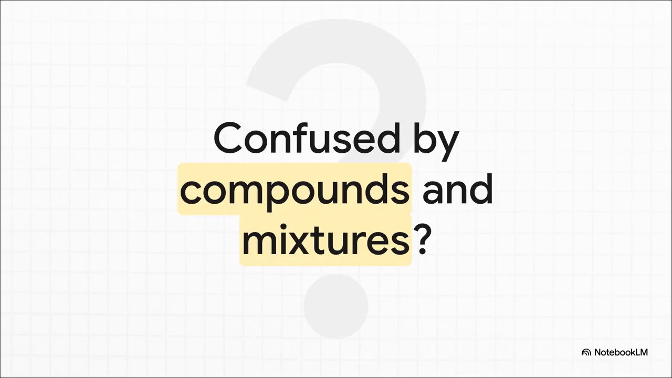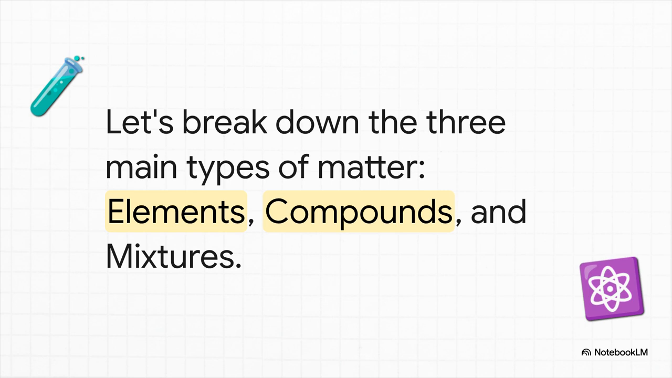This is the biggie. You see something, it looks like it's all mixed up, but is it a compound or a mixture? Are those little particles chemically stuck together, or are they just hanging out? By the time we're done here, you'll be able to spot the difference a mile away. So here's the plan. We're going to break it down into the three main types of matter you absolutely need to know: elements, compounds, and mixtures. We'll start with the basics, then build up from there.